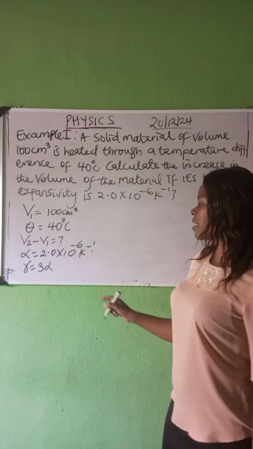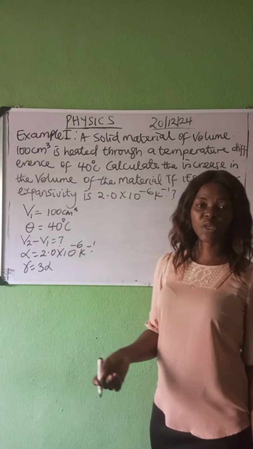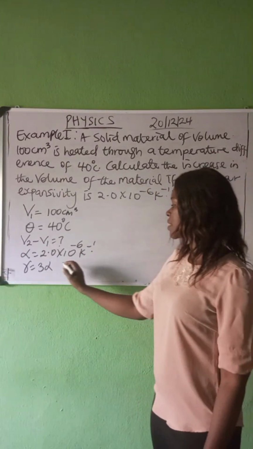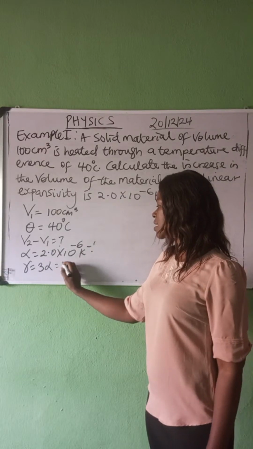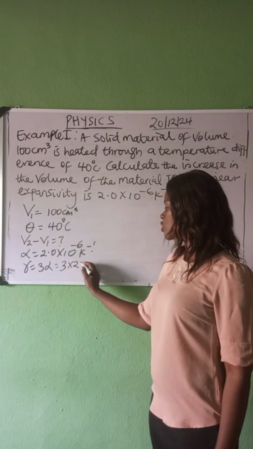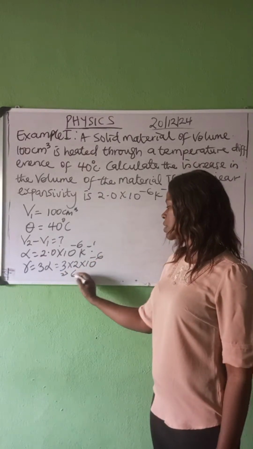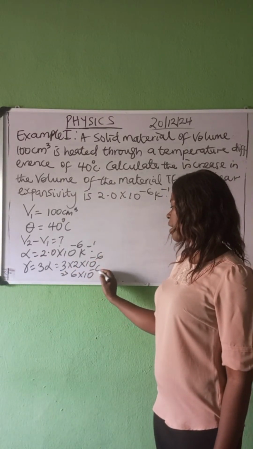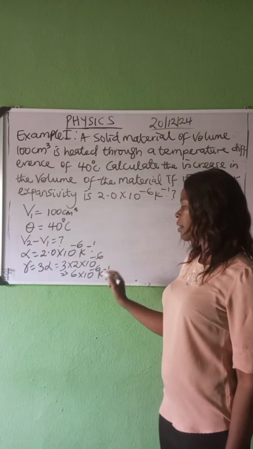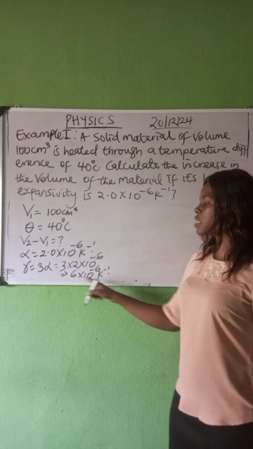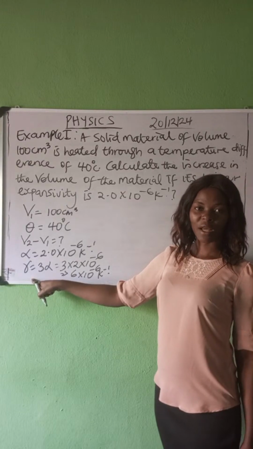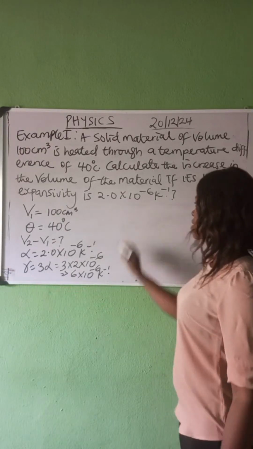Alpha. By the time you multiply this by 3, whatever you have becomes our volume expansivity. That is 3 times 2 times 10 raised to the power minus 6, and the answer becomes 6 times 10 raised to the power minus 6 per Kelvin. Is that clear? So this value is for gamma, which is volume expansivity.